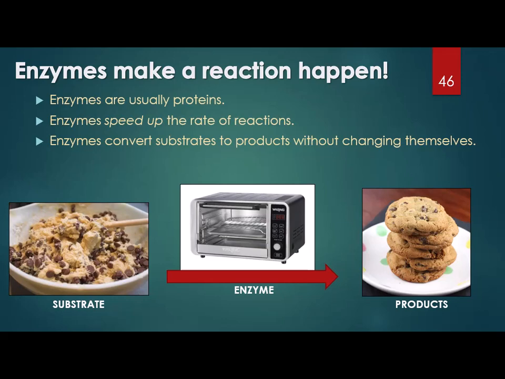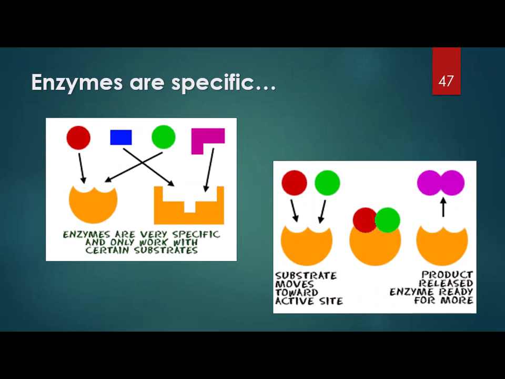Enzymes are also very specific to the substrate. Remember, the substrate is what they start with, like the cookie dough. So in this case, the red circle is not going to fit on the enzyme on the right. It's only going to fit on the enzyme on the left because they're shape specific. So it would be kind of like you having to have one oven to cook chocolate chip cookies, one oven to cook molasses cookies, and one oven to cook Christmas cookies. Okay, because enzymes are specific to what they start with.